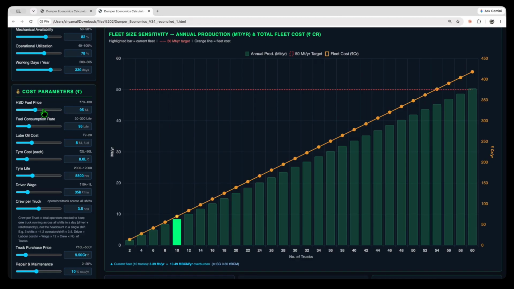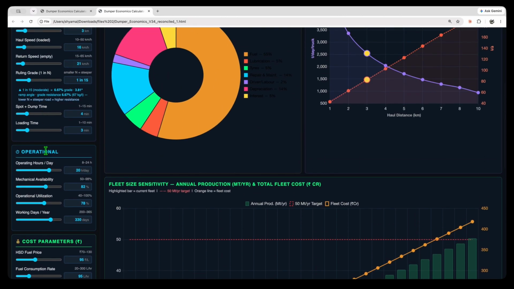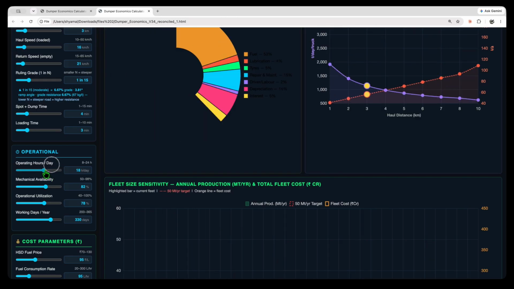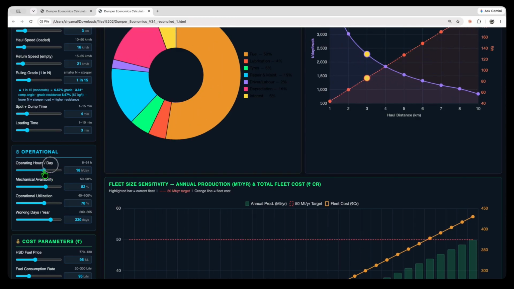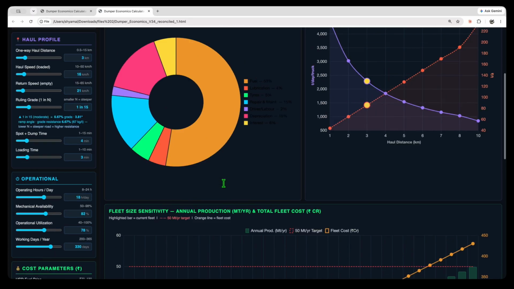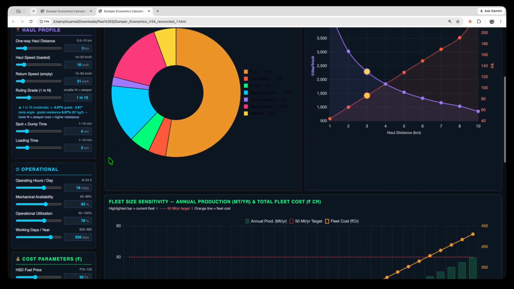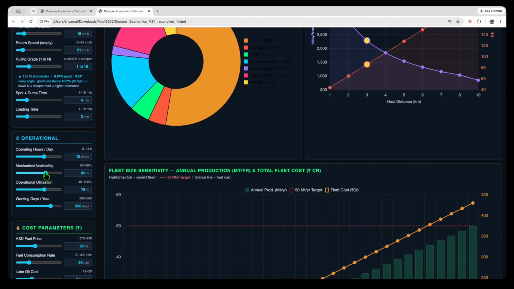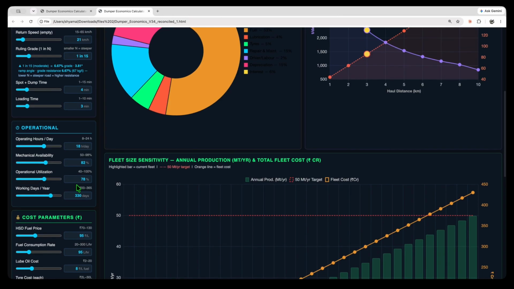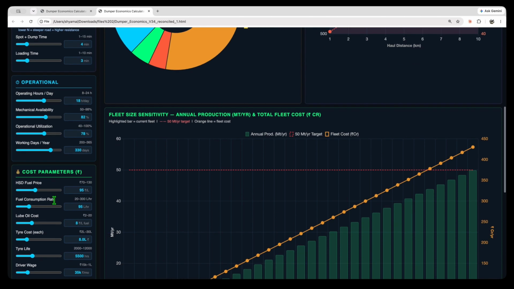Then there are operational parameters, like, say, operating hours per day. Suppose I increase it, automatically the fleet throughput will increase. Then mechanical availability, that also I can change. Operational utilization, that also I can change. And working days per year, these also I can change.